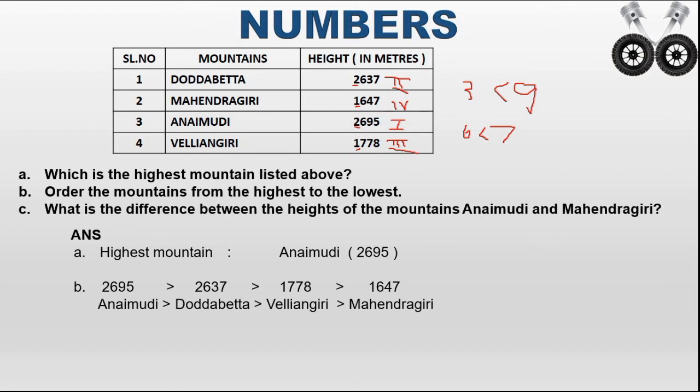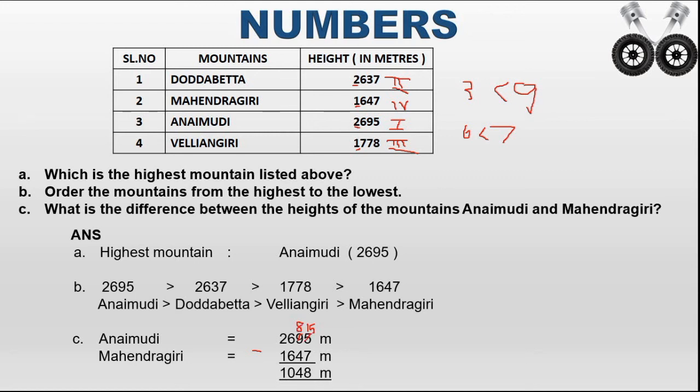What is the difference between the heights of the mountains Animudi and Mahendragiri? Difference means we have to subtract. What is the height of Animudi? 2695. What is the height of Mahendragiri? 1647. We have to subtract. We can't subtract 7 from 5, so we have to borrow from here. Then it will become 15, and the 9 will become 8.